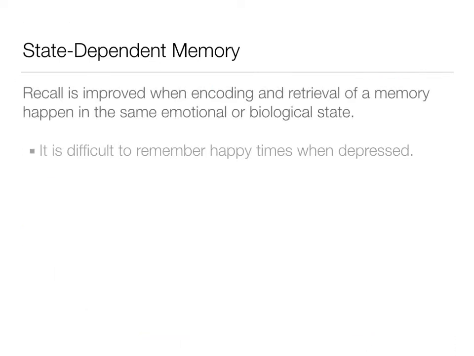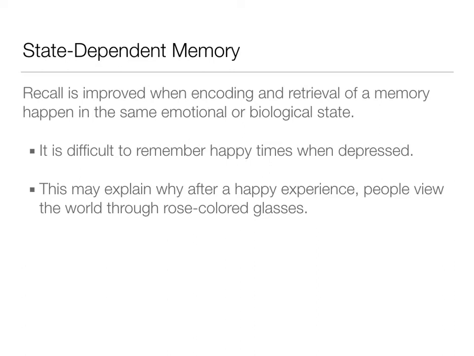The other one of those is state-dependent memory. Recall is improved when we can retrieve that information in the same emotional or biological state as that it was learned in. So, for example, it's hard to remember happy times when you're sad or when you're depressed, okay? Because those states don't match.